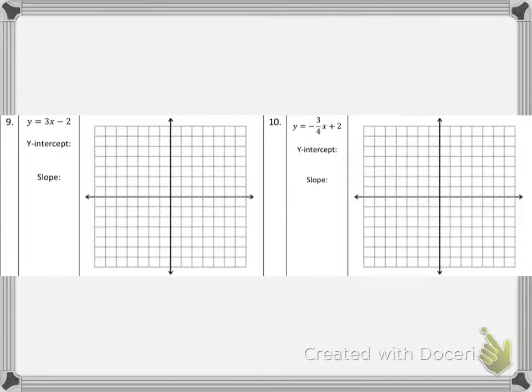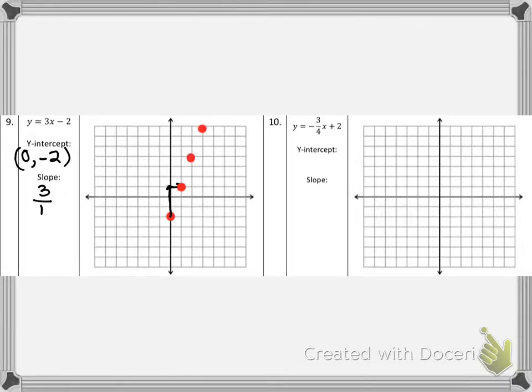Here we have the line y is equal to 3x minus 2. So our y-intercept is negative 2, or really the ordered pair (0, -2), and our slope is 3, or 3 over 1. So we start at negative 2, we go up 1, 2, 3 units, and then over 1. We can continue this pattern until we run out of room.